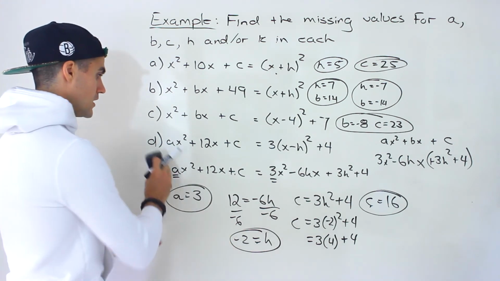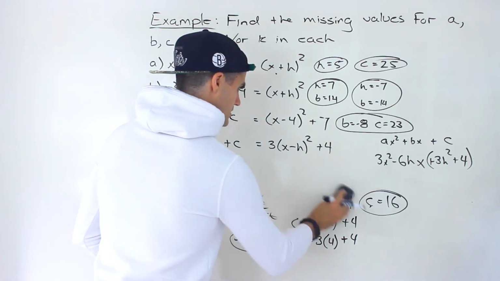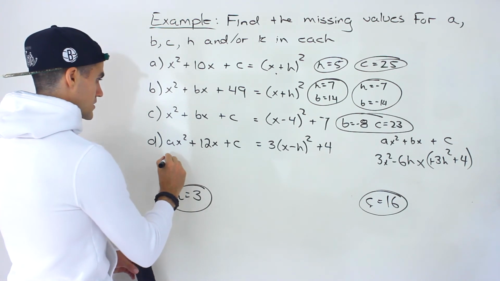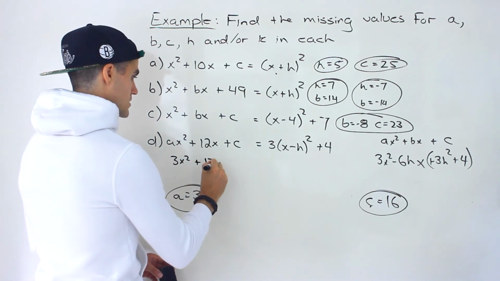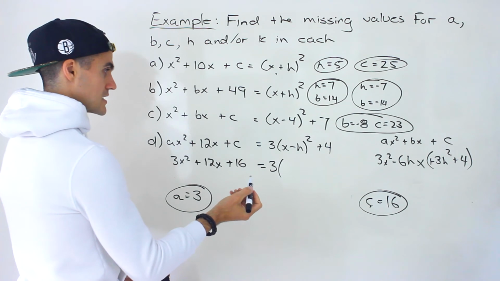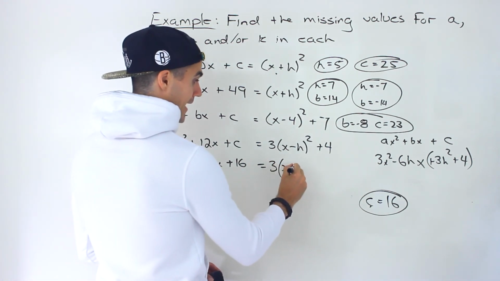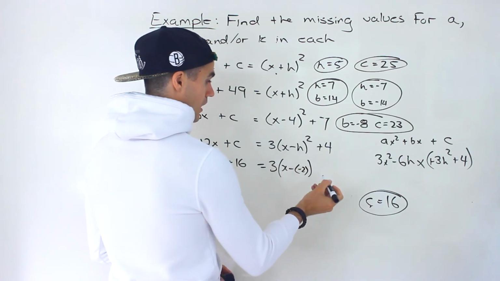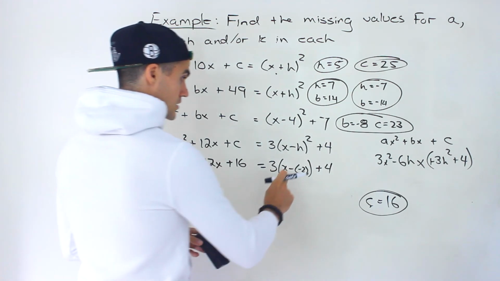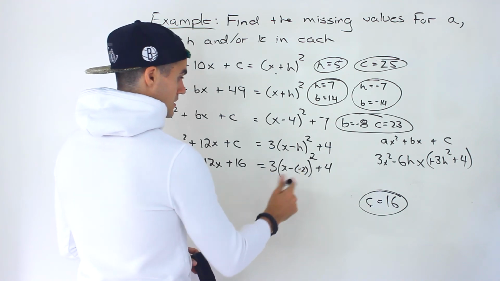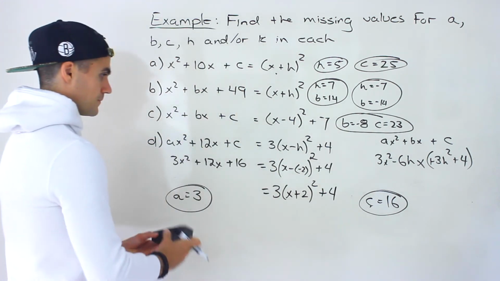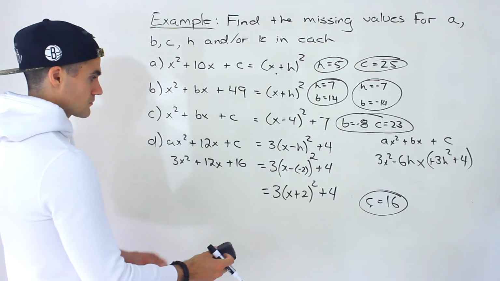And again, if you have the time, you can check your answer. So let's check it for this last one. So the A value we got was 3. So we got 3x squared plus 12x plus the C value, which is 16. And then we got 3. What was the H value we got? It was negative 2, right? So here you got to be careful because we got x minus the H value. The H value we got was negative 2. So we got plus 4. So you're subtracting negative 2 over here. So, sorry, I forgot this exponent. So this would end up being 3 times x plus 2 squared plus 4, right?